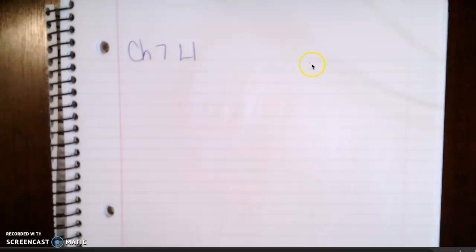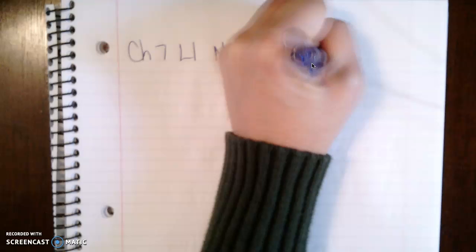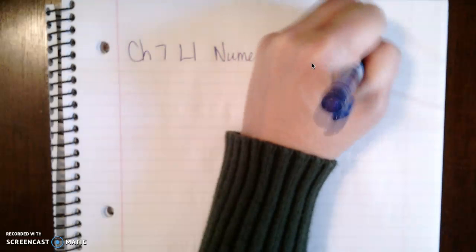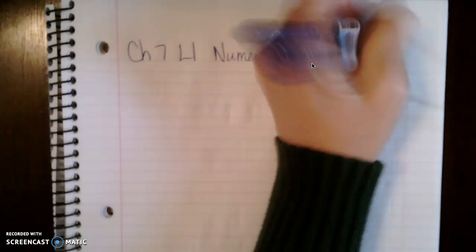We are looking at chapter 7, lesson 1, and this chapter 7, lesson 1 is numerical expressions from page 481.